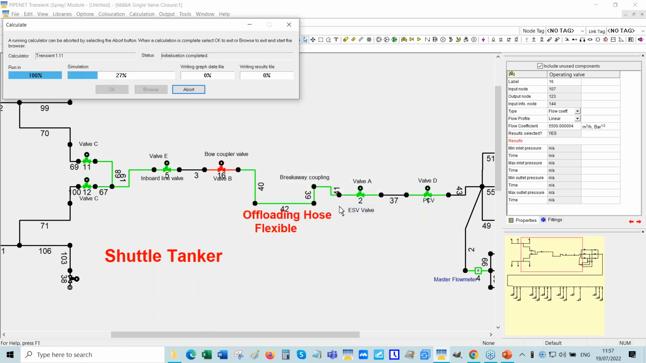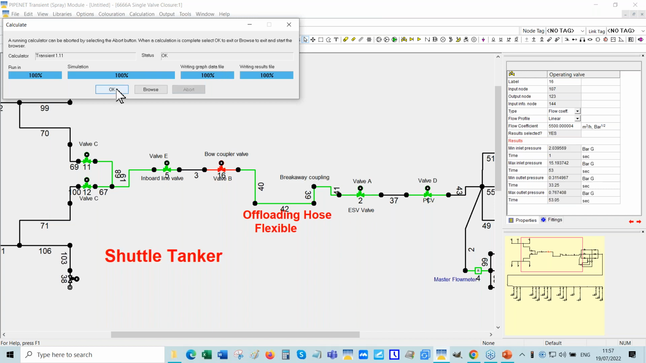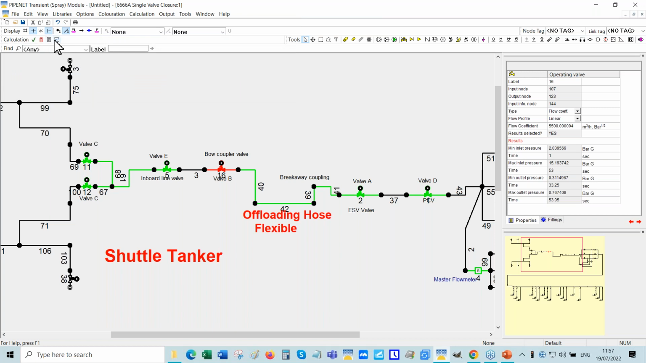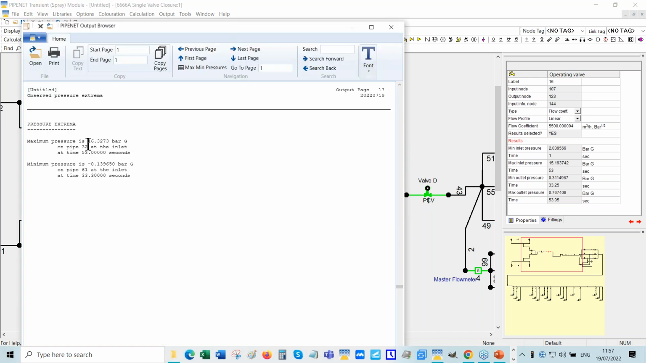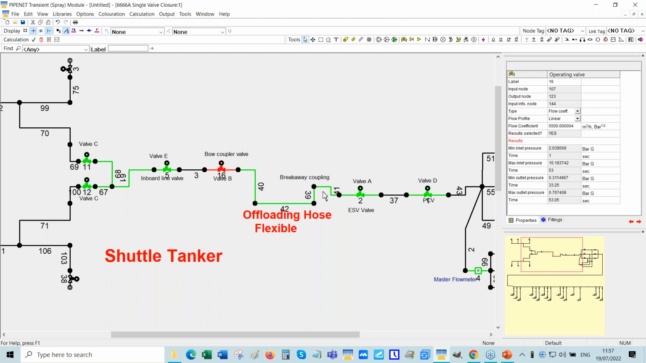Once again, it's a very, very simple approach. It doesn't involve great modifications to the system. It is an operational procedure where the shuttle tanker and the FPSO operators will have to communicate with each other and make sure that they close at the same time. If, of course, it works. Its maximum pressure seems quite reasonable. And let's look at those three sections again.